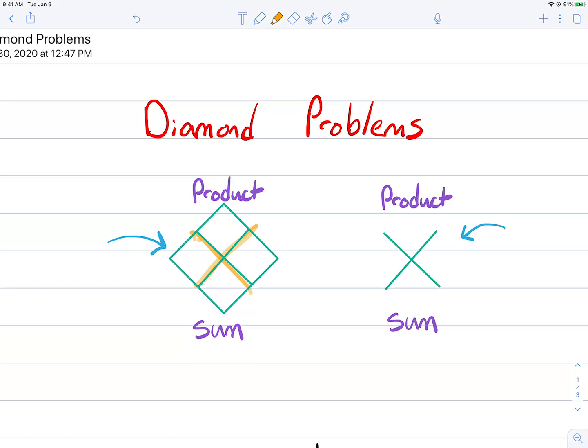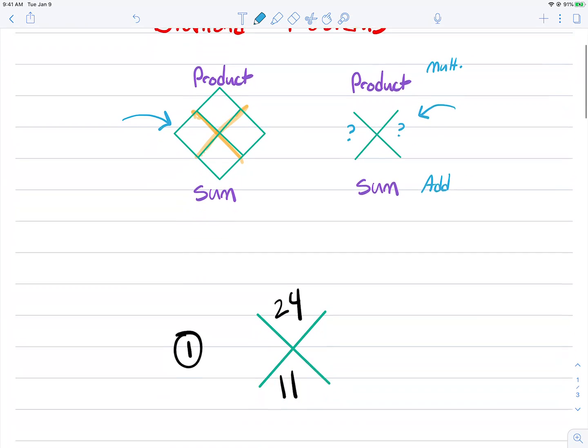Now the way the diamond problem works is the top number is the product and the bottom number is the sum. So remember, a product means that it is what multiplies and sum means it's what adds. So you have to find the two numbers, and those go on the side, that multiply to the top number and add to the bottom number. So this is what we're going to practice this week.